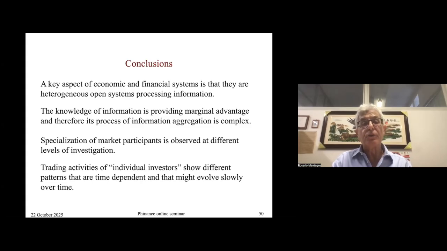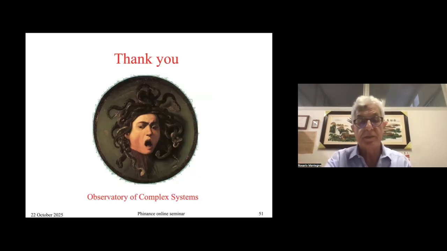And let me briefly conclude. So I think we can say that indeed financial competitive markets are heterogeneous open systems processing information. The knowledge of the information is providing marginal advantage, and therefore the process of information aggregation is complex and pretty rich. You see specialization of market participants when you observe the system at different levels of investigation. And you also can see trading activity of individual investors, and patterns of this activity over a very long period of time, sometimes evolving so slowly that you can track this over a period of more than 10 years. And after that, thank you very much for your attention.